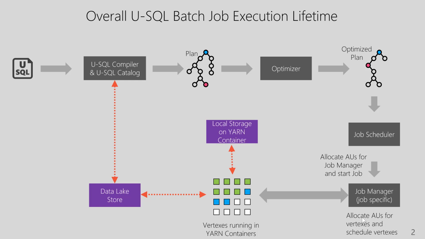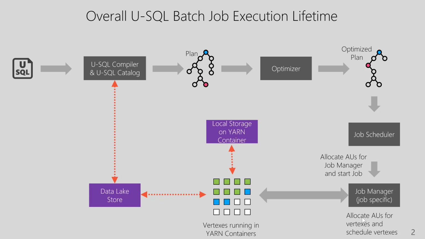Now the plan, which is now like the fully defined set of work, is sent to the job scheduler. And the job scheduler's primary goal here is to put it in the system, and now we're allocating AUs, that is compute resources, to execute the job. And the scheduler will then spin up a job manager, which will handle the work for the specific job. So the job manager's role is to begin the job, to see that all the pieces of work get done, and schedule that work on different nodes in our cluster.